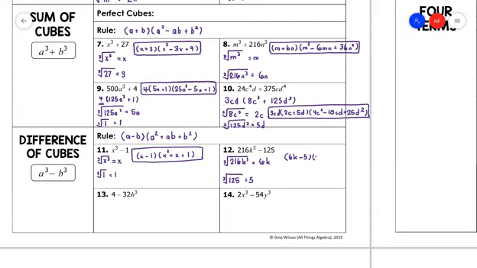Square 6k, so we have 36k squared. Squish them together and multiply. Opposite sign, plus 30k. And then plus the last term squared, so plus 25.